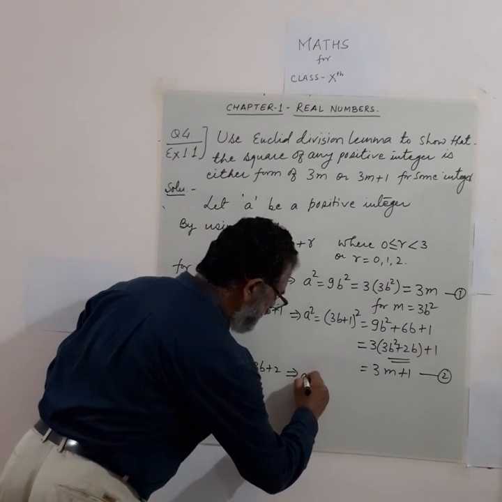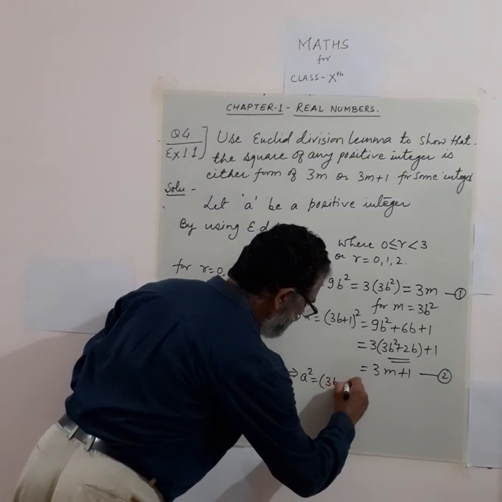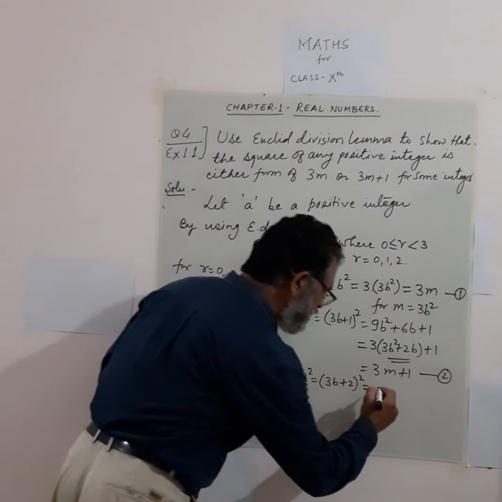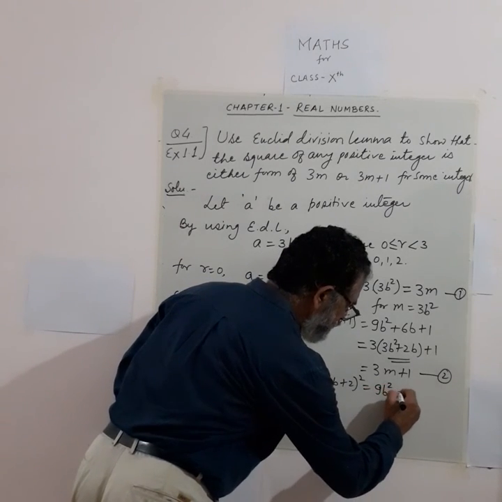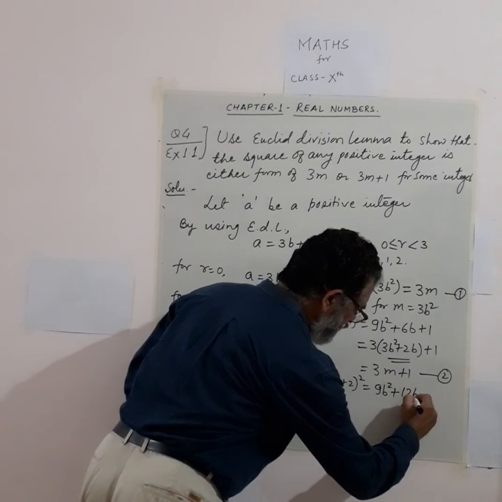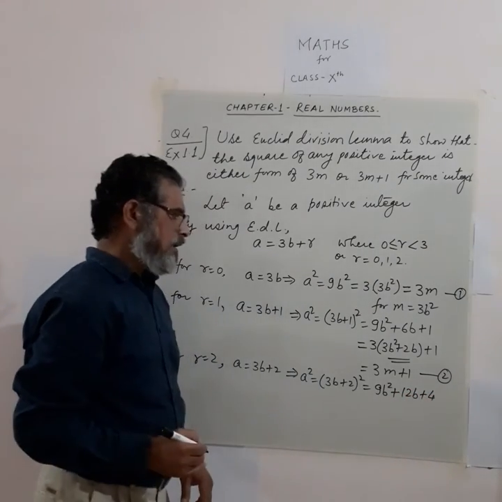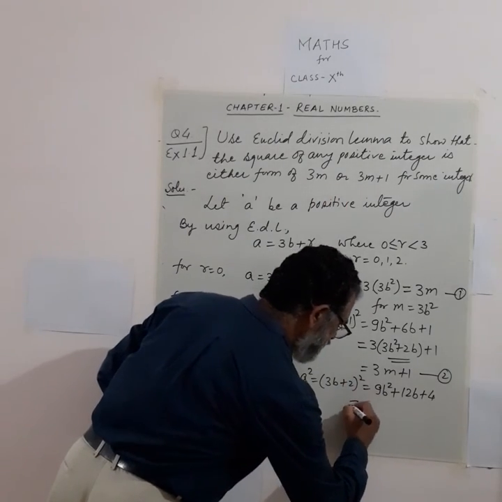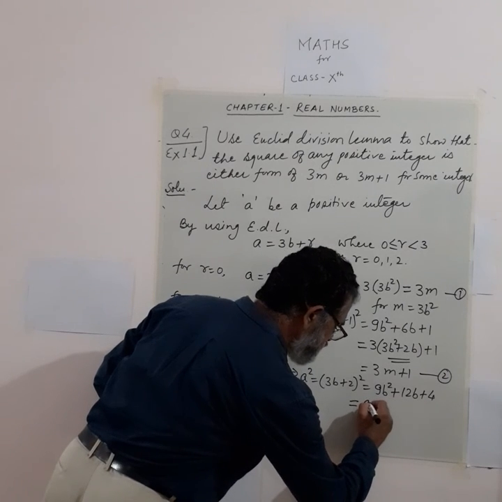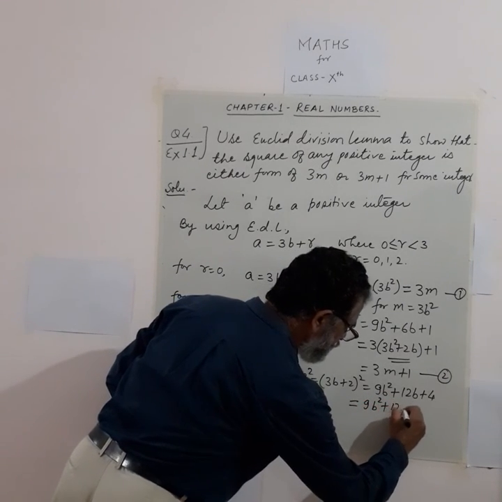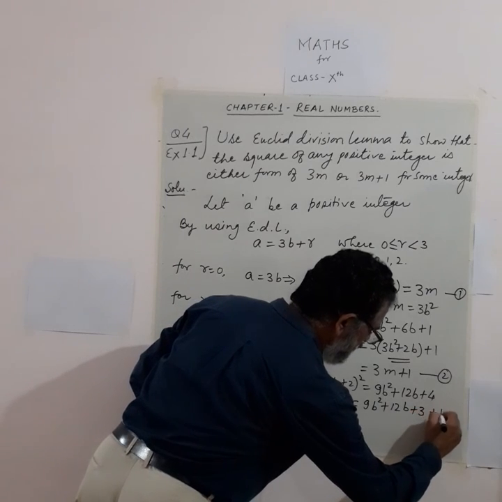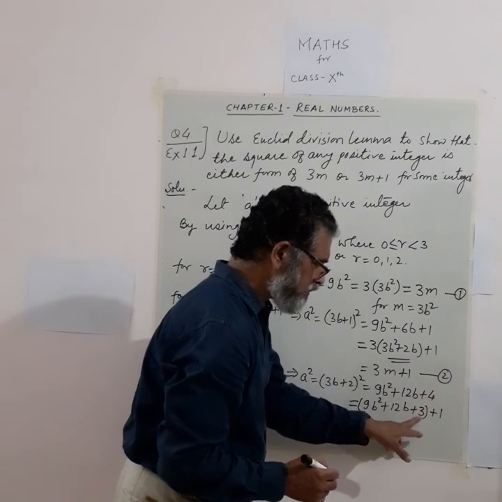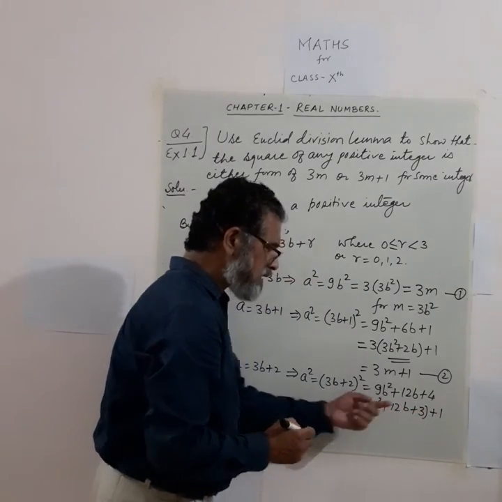Now for r equals 2, a becomes 3b plus 2. Again squaring this, a square becomes 3b plus 2 whole square. Now by using the identity a plus b whole square, it becomes 9b square plus 12b plus 4. Now, can that be written in this form or not? Look here, we can write this expression as 9b square plus 12b plus 3 plus 1. We split 4 into 3 plus 1, and the remaining terms are the same.